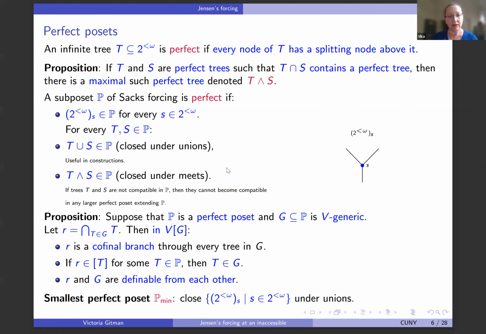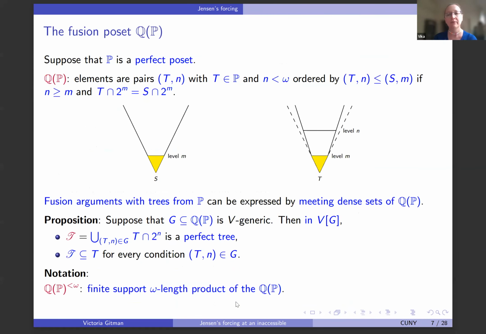Okay, and a final thing I want to say here is that the smallest perfect poset is just: you take all of these restrictions of the full binary tree and you close under unions. Here, I think the closure under meets is just free, so you don't have to do it. Okay, this was one ingredient.